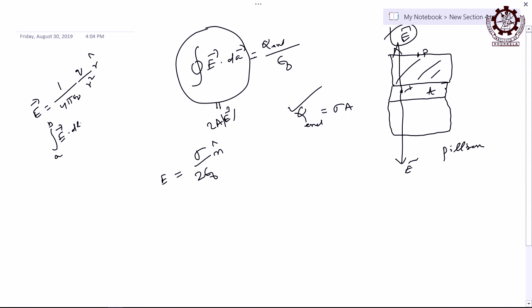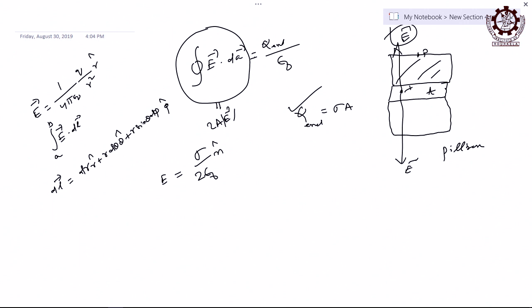E dot dl. In spherical polar coordinates, what is dl? I told you about spherical or cylindrical curvilinear coordinates r, theta, phi. dl is dr r cap plus r d theta theta cap plus r sin theta d phi phi cap. This is the value of dl in spherical polar coordinates in terms of r, theta, phi. Of course, it is a vector.